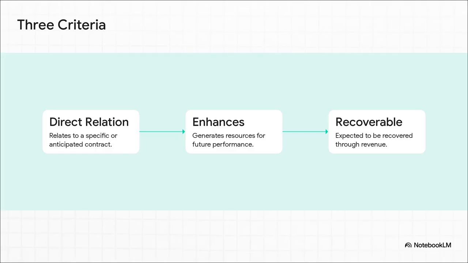Okay, so your costs made it through the gateway. Awesome. Now they face this rigorous test to figure out if the costs you incurred to actually perform your promised obligations can be capitalized. To capitalize a fulfillment cost, it has to meet 3 very specific criteria. Step 1, the costs directly relate to a specific contract or an anticipated one. Step 2, the costs generate or enhance resources of the entity that will be used to satisfy performance obligations in the future. And Step 3, the costs are expected to be recovered through future revenue from that contract.